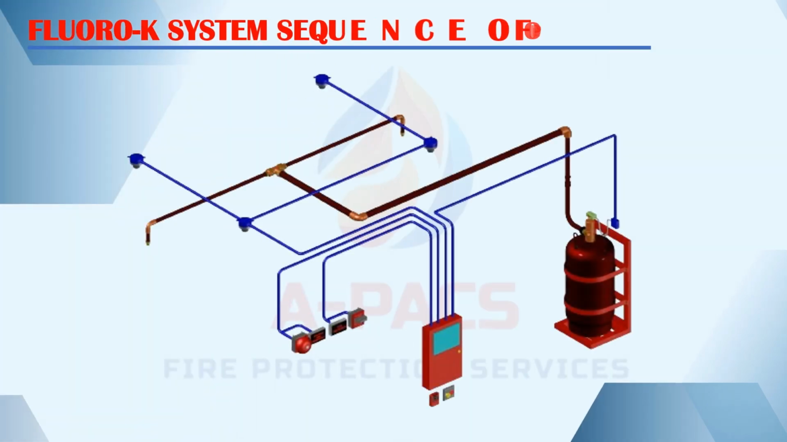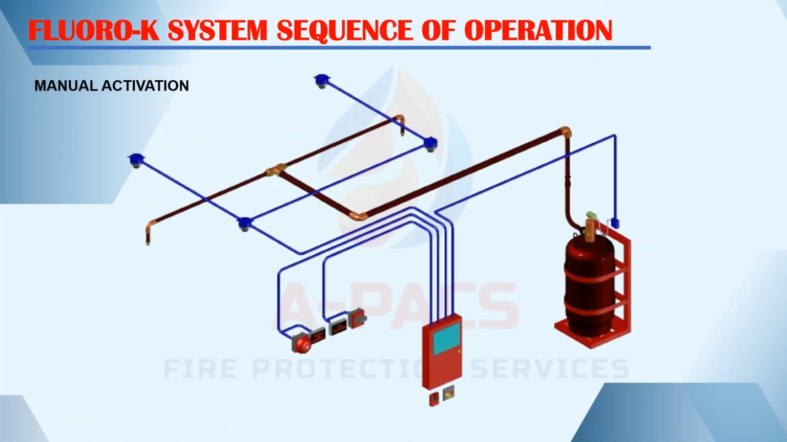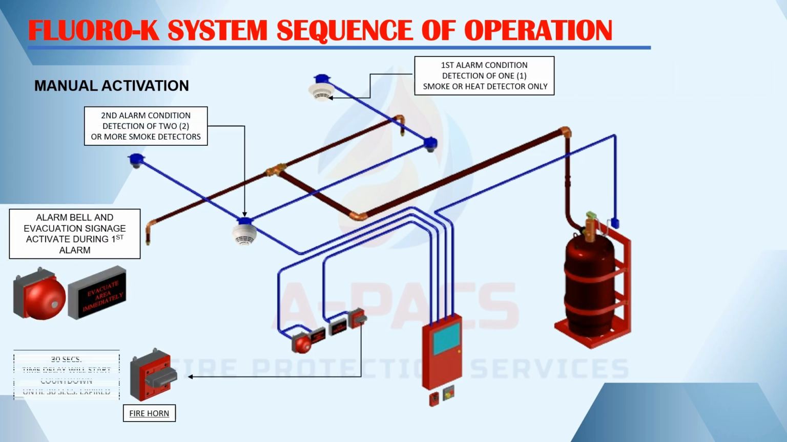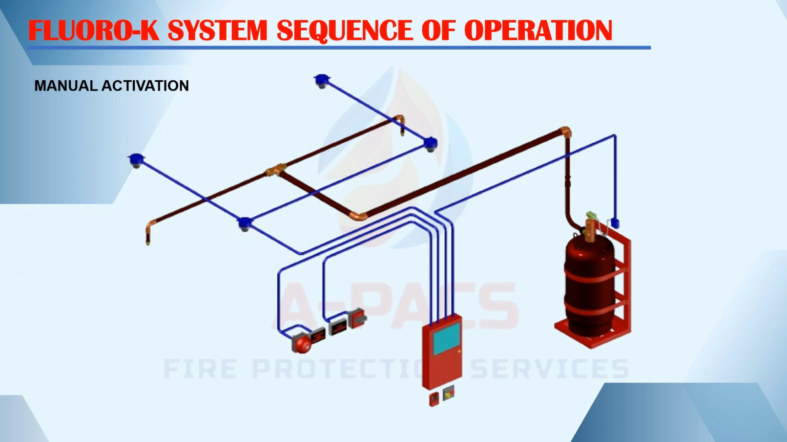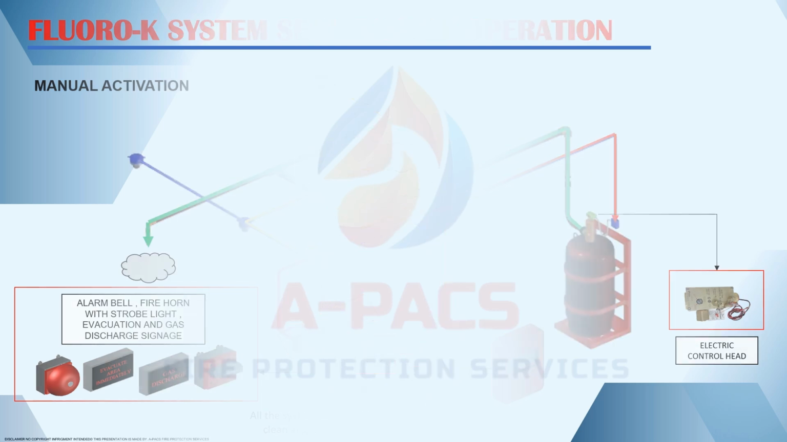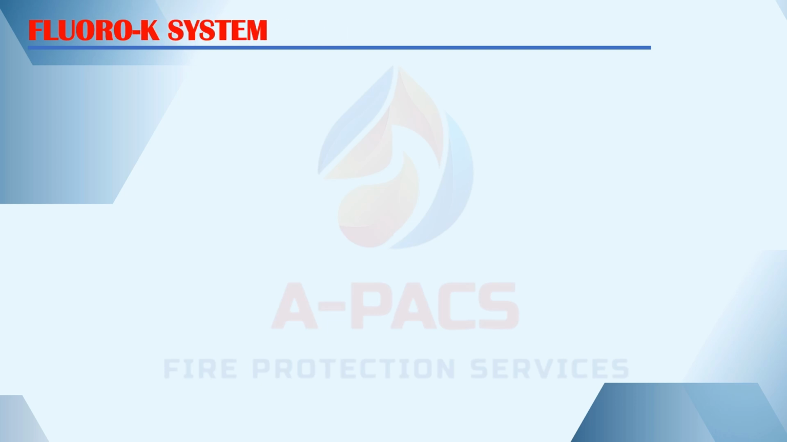The Fluoro-K system sequence of operation. Using manual activation. In the previous sequence of operation, the system needs to activate the first and second alarm conditions to proceed with the 30 seconds time delay calculation to discharge Fluoro-K clean agent. In this situation, you do not need to proceed with the first and second alarm conditions to activate the Fluoro-K gas discharge. All you need to do is to push and pull the manual activation device. And all the systems will activate, and the Fluoro-K clean agent will discharge immediately. That is how the Fluoro-K system works.